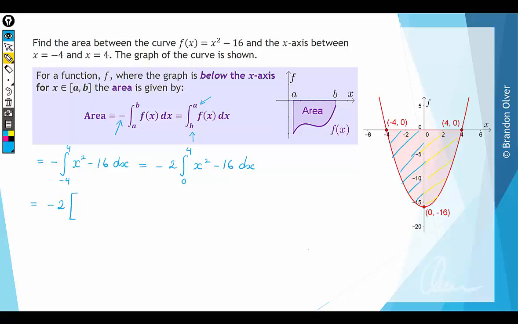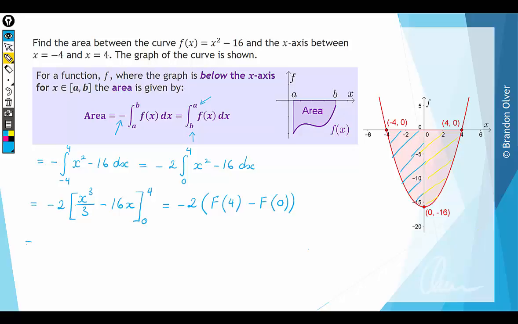So what we need to do is remember that I can calculate this by calculating the antiderivative of x squared minus 16, which is going to be x cubed over 3, where we add 1 to the power and divide by the new power, and then subtract 16x. That's the antiderivative of the function, and we evaluate this between 0 and 4, which is simply equal to, we can't forget the -2, and then F, capital F, is just the antiderivative evaluated at 4, subtract the antiderivative evaluated at 0.